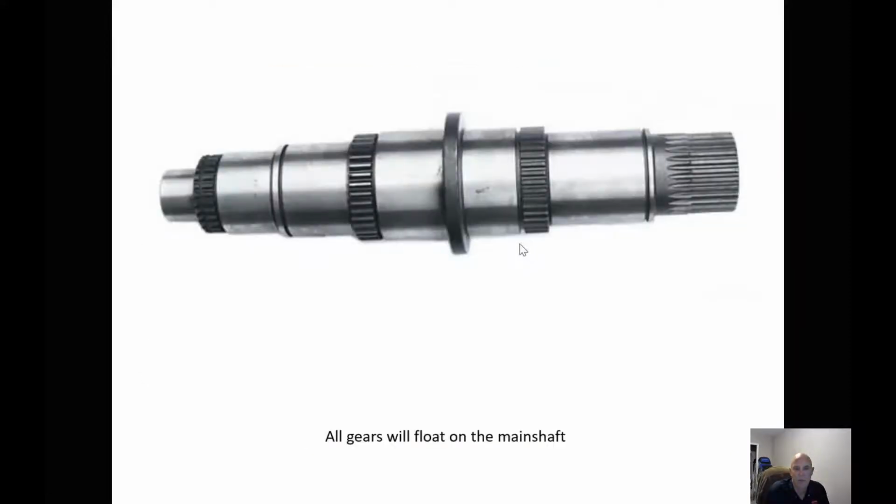Now, the main shaft of a transmission, all the gears float on the main shaft. If it's a single counter shaft transmission, there will be bearings because of the radial loads that are placed on this. But on a twin counter shaft or a triple counter shaft, the gears just float on the hardened shaft because they're balanced between the two counter shafts or the three counter shafts, so they don't need a bearing in there.